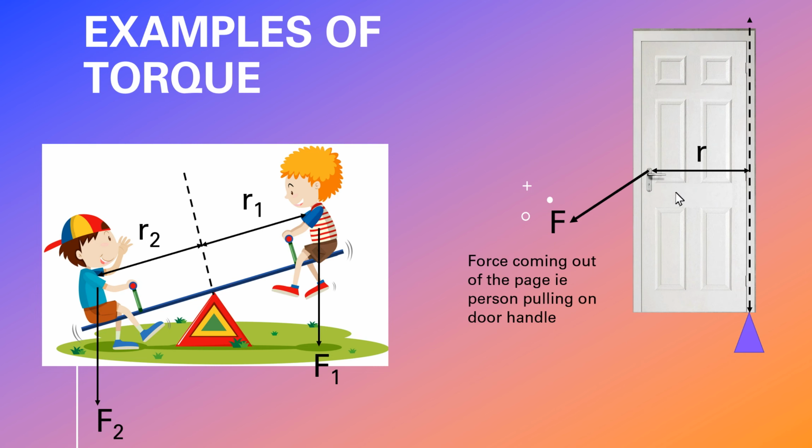In the second example, we've got a door. So I've drawn in the pivot which lines up with the hinge, and you would have the line of action of the pivot being all along that dotted line. You've then got the distance R, perpendicular distance R, to the door handle, which is where the force would be applied. So that force is kind of coming out of the page.